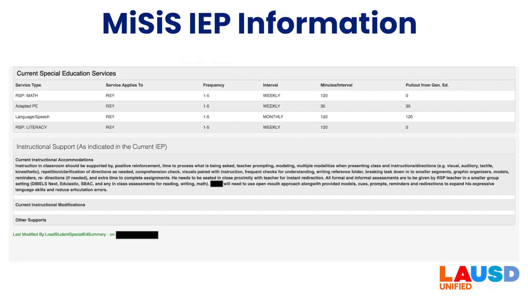The current instructional accommodations mention that instruction in the classroom should be supported by positive reinforcement, time to process what is being asked, teaching prompting, as well as additional items. All of this information and the important details and accommodations from the IEP document is located on MySys or also on the hard copy in a student's CUME folder.